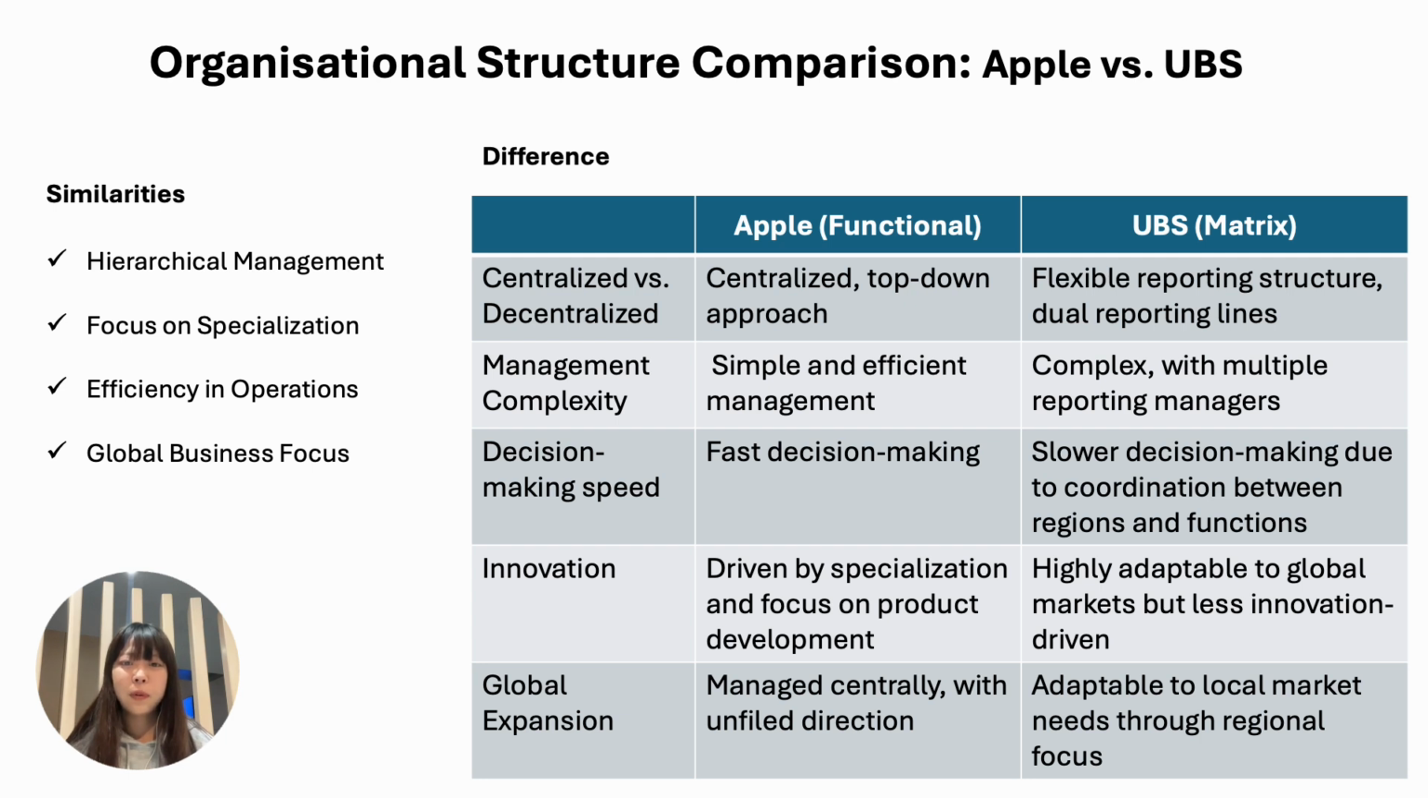Second, Apple's management is simple and efficient, as it focuses on specific product lines. UBS's structure, however, is more complex because of the multiple reporting lines. Finally, Apple's centralized approach helps it innovate quickly, while UBS's matrix structure allows it to adapt to local markets, but at the cost of slower decision making.